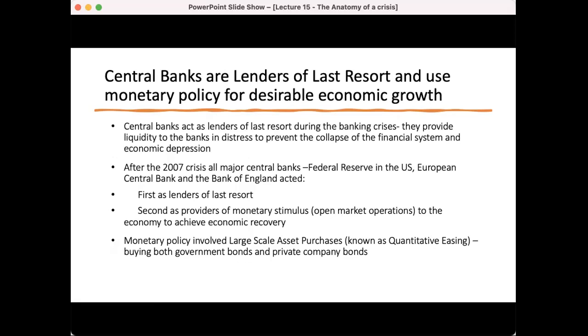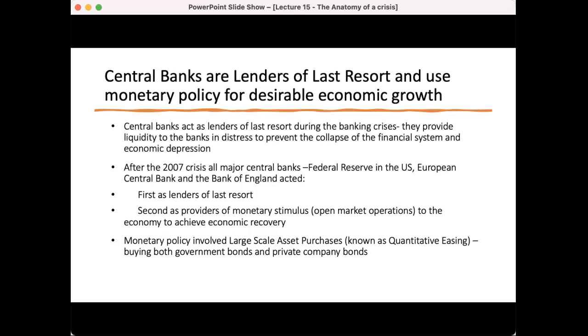Central banks are the lenders of last resort and use their monetary policy to achieve desirable economic growth. Lender of last resort means that they provide liquidity to banks in distress in times of financial collapse. And that's exactly what happened in 2007, 2008: the central bank steps in, provides liquidity, and operates as the lender of last resort in order to shore up the banking system of the relevant economy.